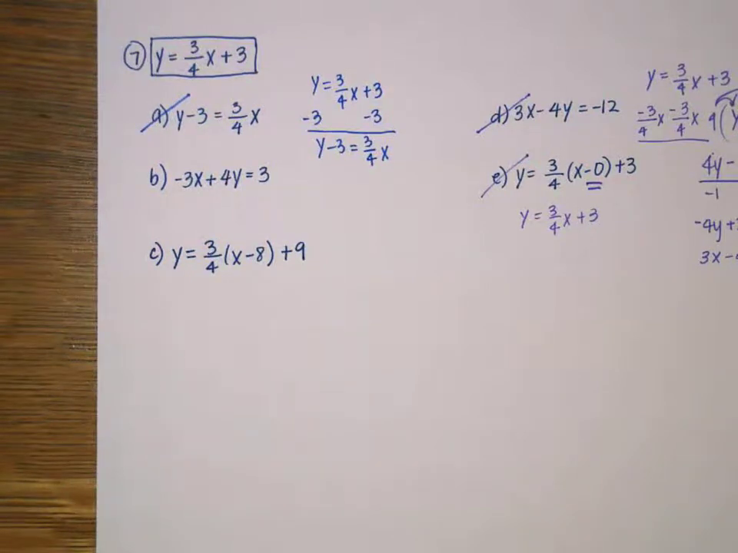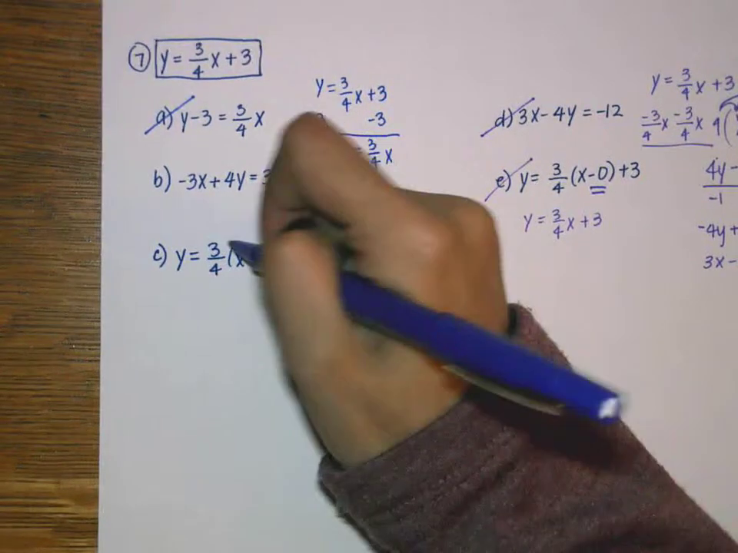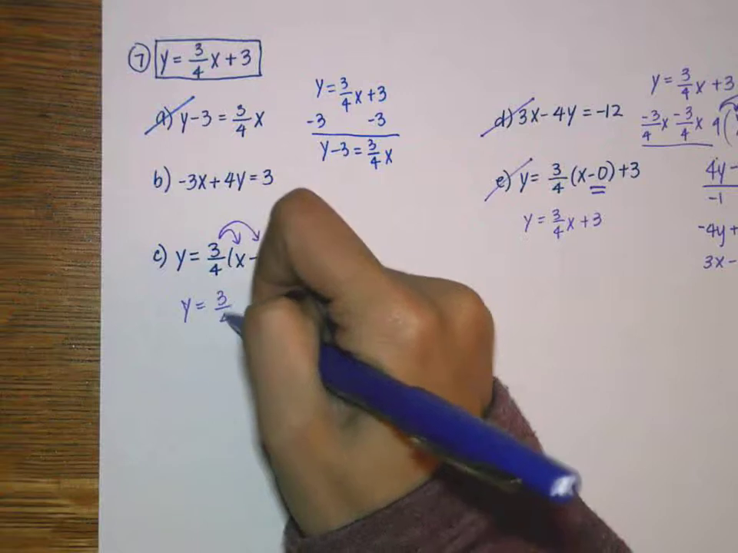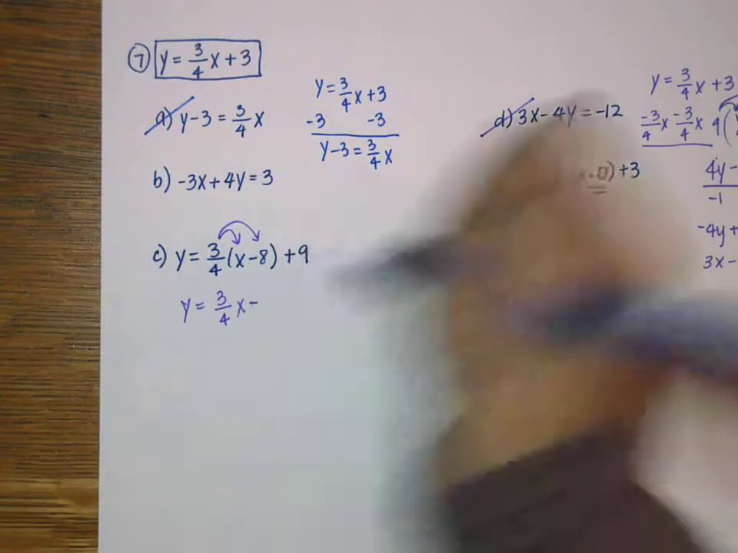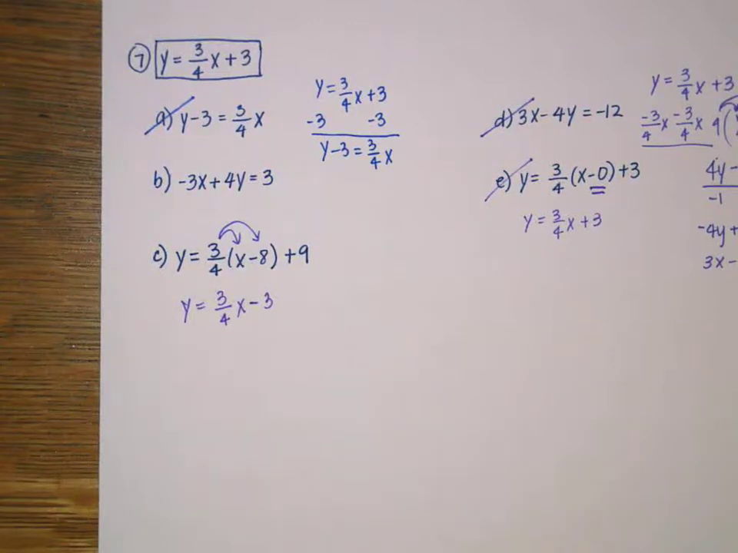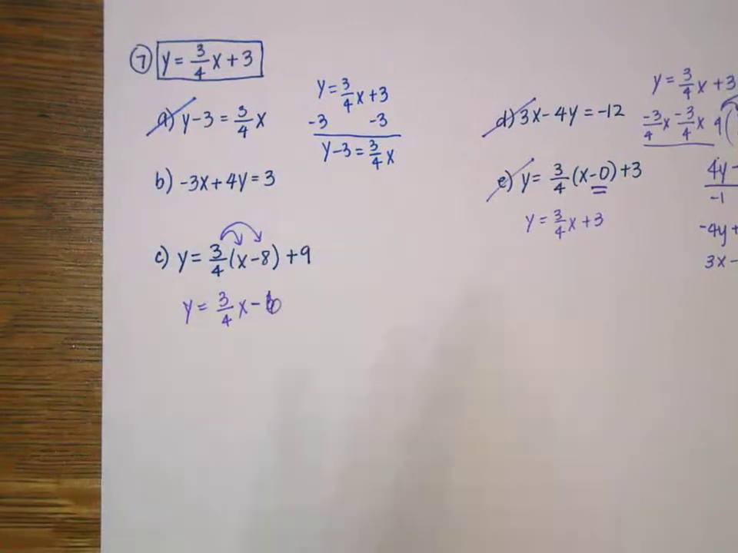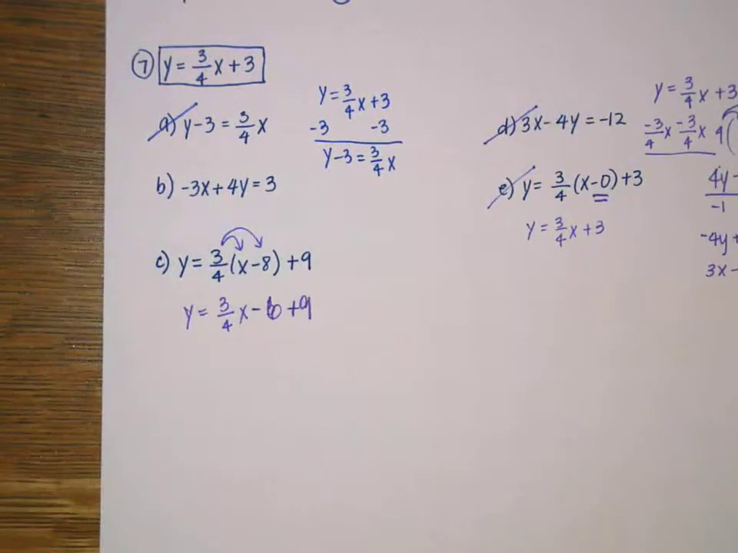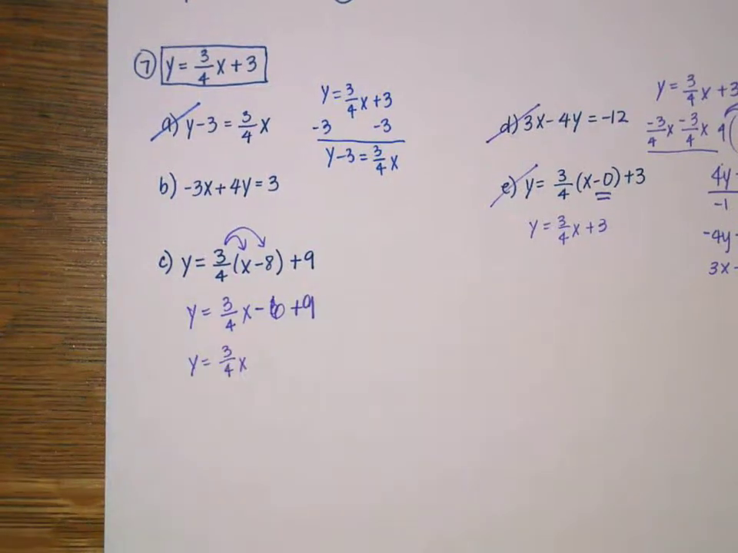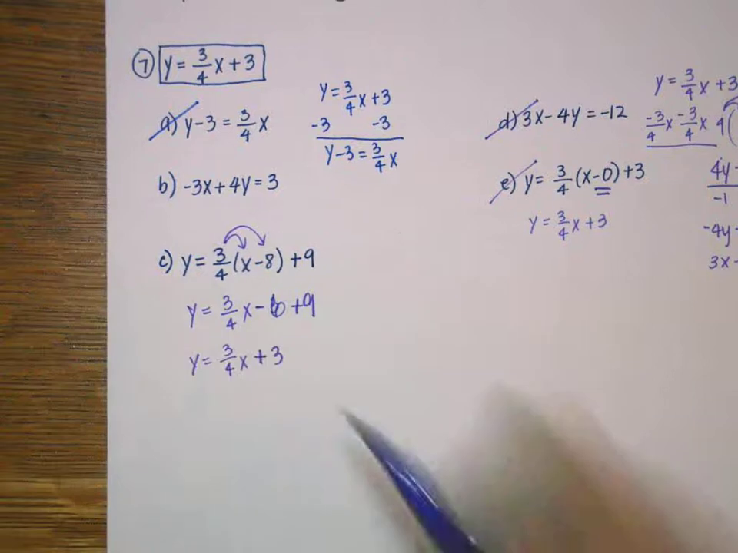So what I'm going to do first is distribute my 3 over 4, which leaves me with y is equal to 3 over 4x minus 3 times 2, so negative 6, plus 9. Now you'll see, we can simplify this even more. We'll be left with y equals 3 over 4x, negative 6 plus 9. That's a positive 3. And there we go. That is the exact same equation that we were given, which is not what we are looking for, so we can cross out option C.